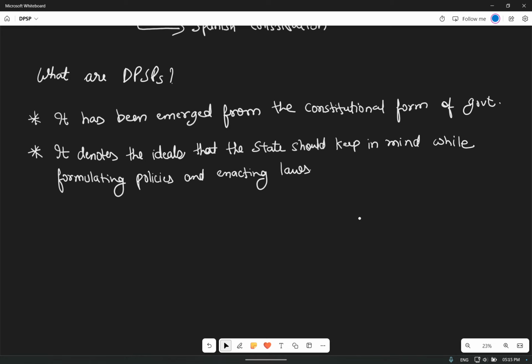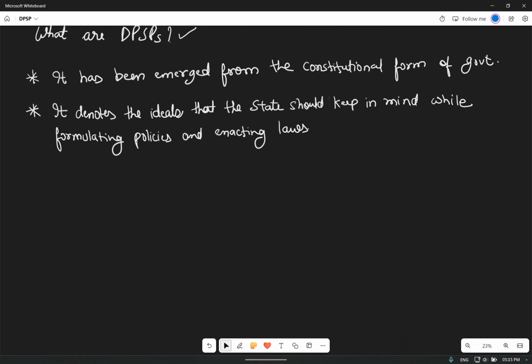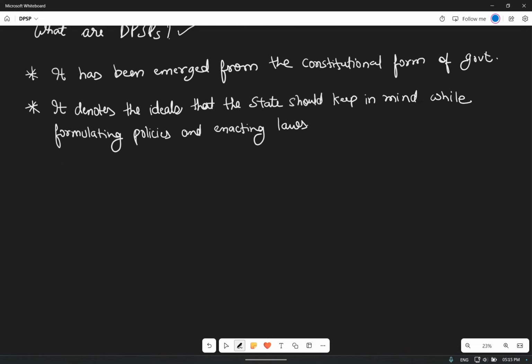Okay, so whenever the law is going to be made by the state, a state can be anything, even the government bodies, officials, offices, even the state government, all will be considered under it. So it denotes the ideals that the state should keep in mind. Whatever is mentioned under the DPSPs, a state should keep all these points while formulating the policies and enacting any new laws.